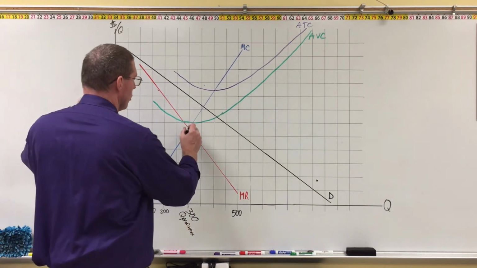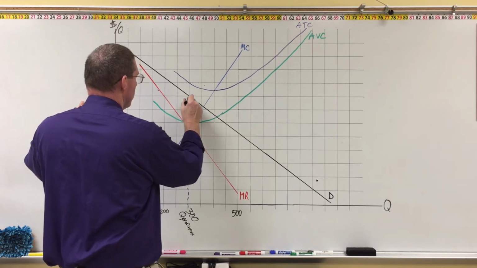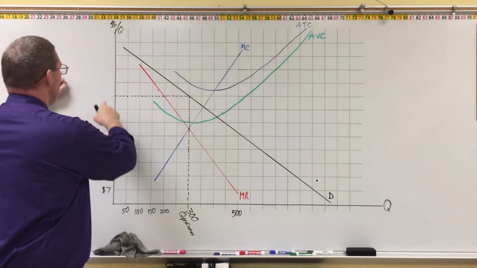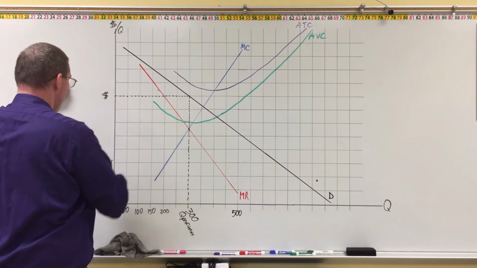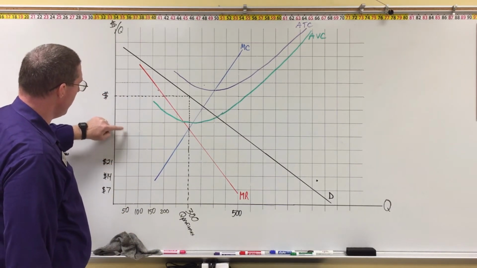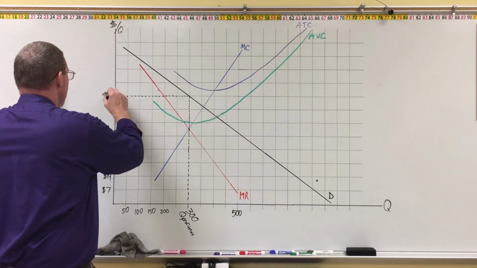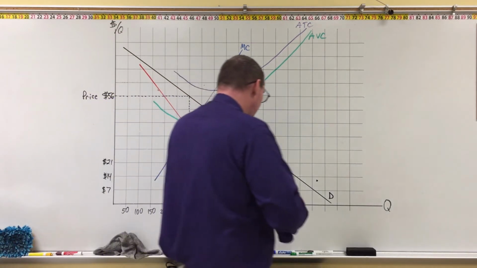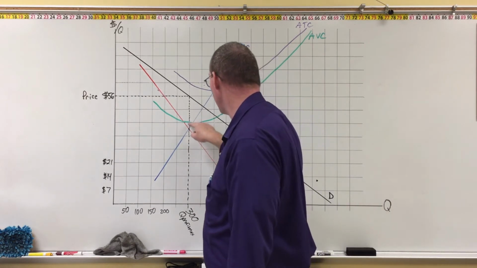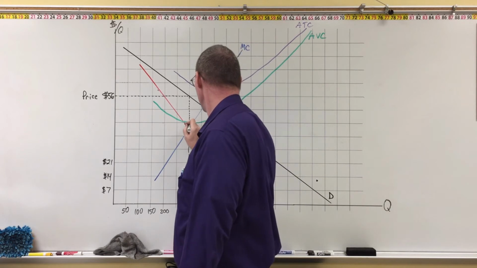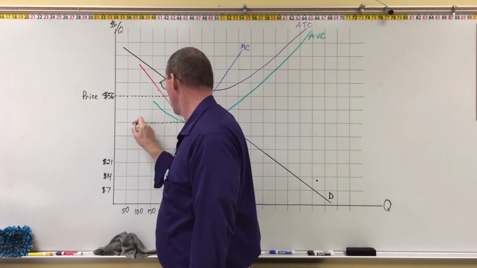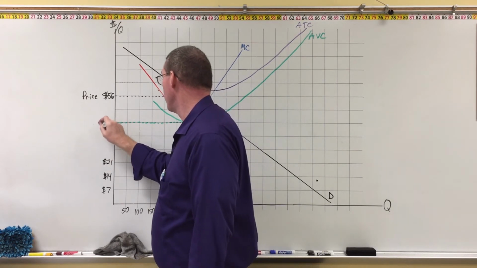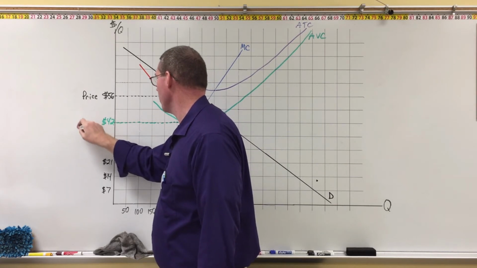And what price should they be charging? Okay, so we'll go up here to the demand curve, and then we'll go over here, and we see that they should be charging a price of, well, let's figure it out. Here's 21, then 28, 35, 42, 49, 56. So they should be charging a price of $56. Then, at that profit maximizing quantity, the average variable cost, which is right here, move over here, is going to be, let's see here, 21, 28, 35, 42. So $42 is going to be the average variable cost.